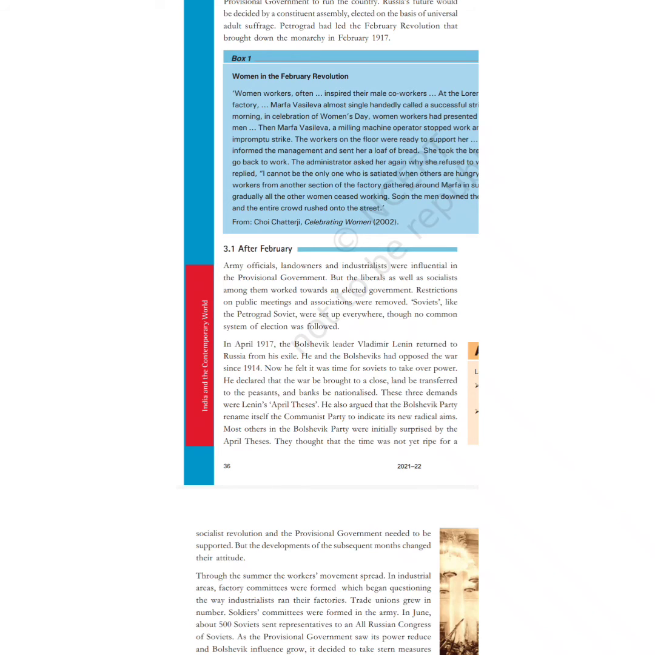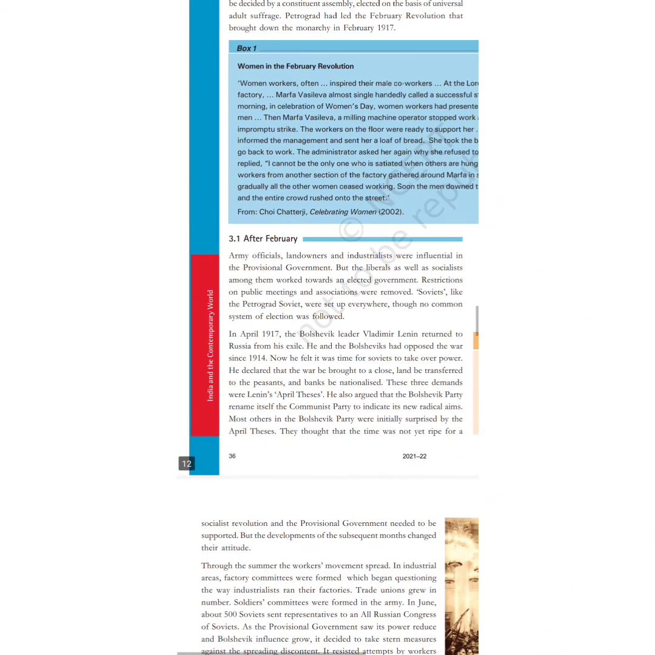Furthermore, class, he had some other demands also, like the land should be transferred to the peasants and the banks be nationalized. These three demands, that the war should be closed, the banks nationalized, and the land transferred, were called Lenin's April Theses. And now he also argued that the Bolshevik party should rename itself the Communist Party. He wanted to change the name of his party to the Communist Party to indicate its new radical aims, to show their new aims.